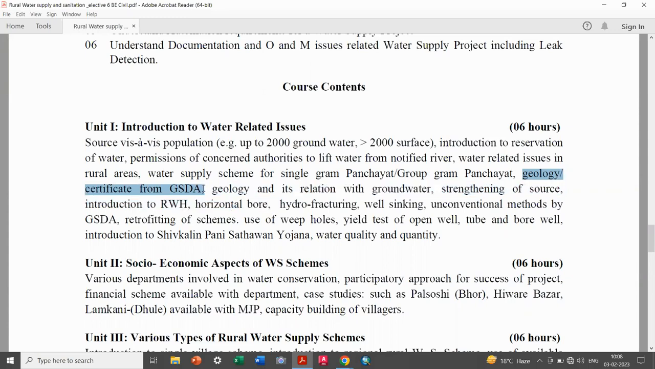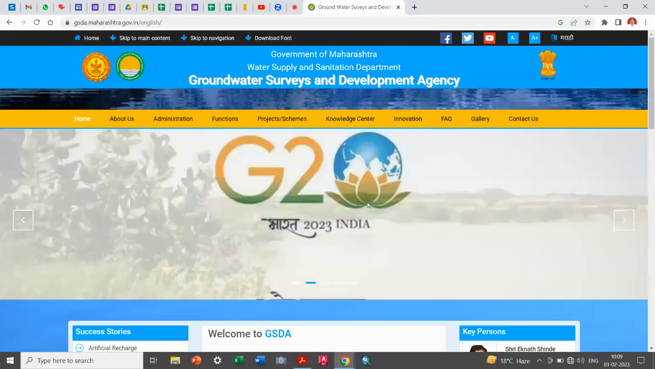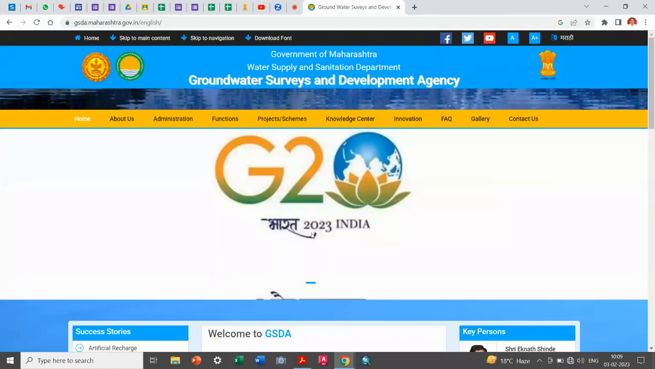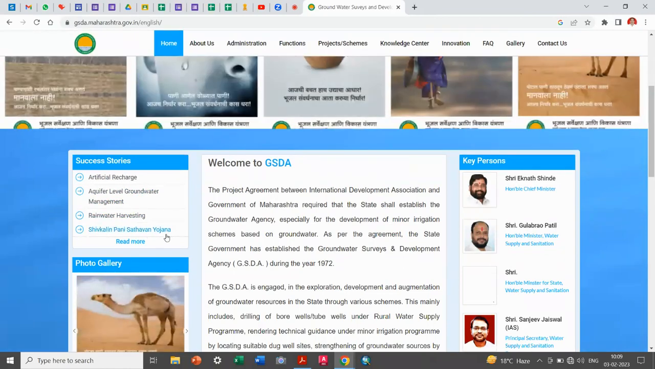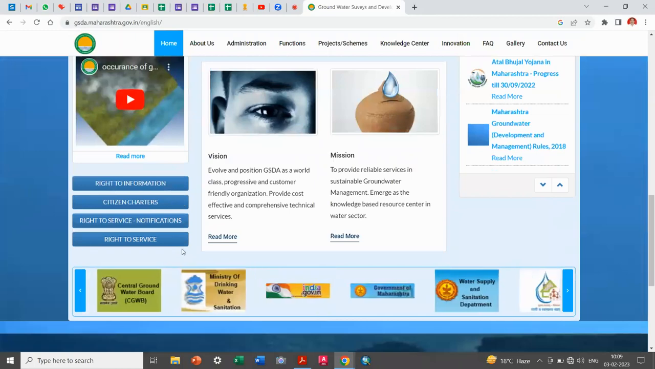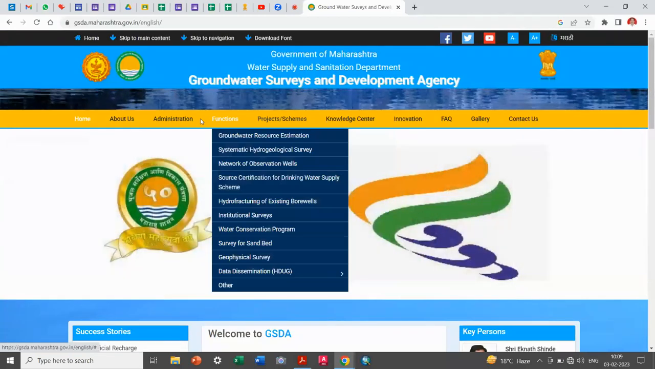So, a geology certificate from the GSDA. Why is a geology certificate required? Because at many places we are investing a large amount, and if groundwater is not there at that place, then it will not be of any use. So we need to understand the hydrology and the groundwater levels in that particular area. The GSDA department is associated with the development of groundwater. We can see this website, GSDA. Here you can see artificial recharge, aquifer level groundwater management, rainwater harvesting, Shivkalin Pani Sathvan Yojana. You can see more reports, and many projects they conducted. Here you can see projects, functions.